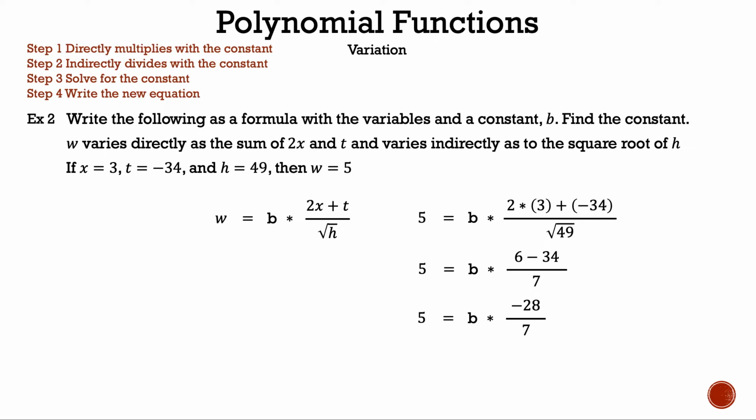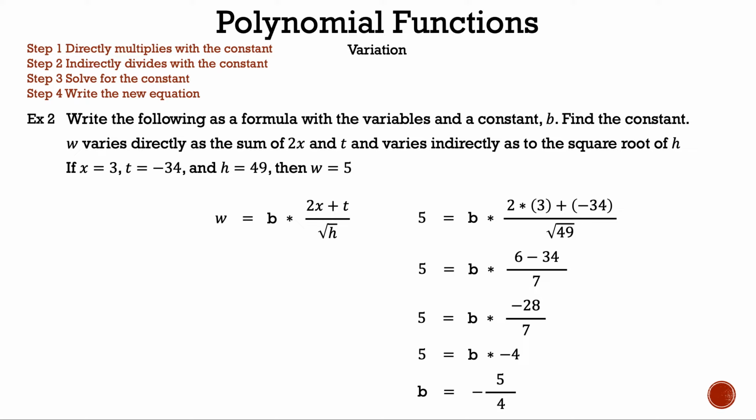And 6 minus 34 is negative 28. So now we have 5 is equal to b times negative 28 all over 7. And negative 28 all over 7 is negative 4. So now we have 5 is equal to b times negative 4. So let's divide each side by negative 4. So b is equal to negative 5 all over 4.